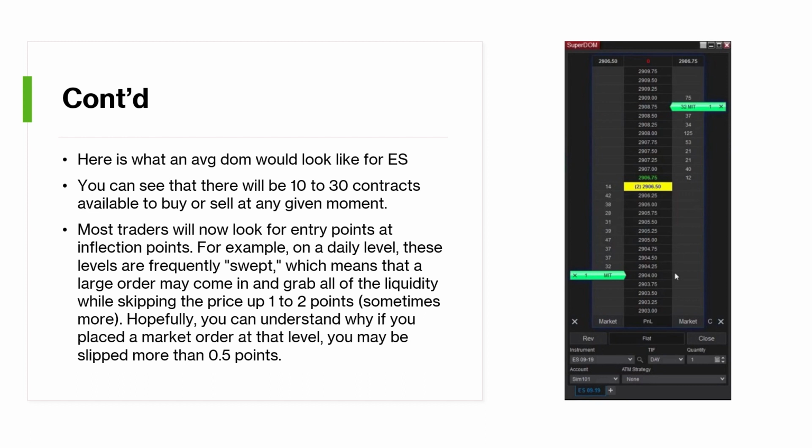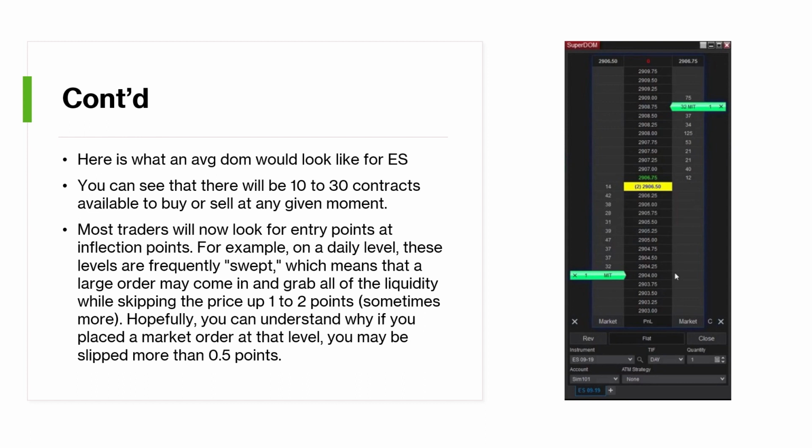Hopefully you can understand why if you had placed a market order on that level, you may have been slipped more than 0.5 points. And this can dramatically change your risk if you get a market order on one of those levels and you get 2 points of slippage. That's $100 on one contract that you've just added to the risk, and it can really mess up your trade.